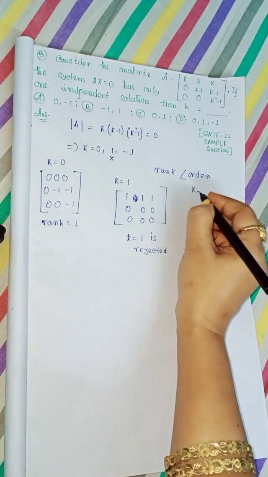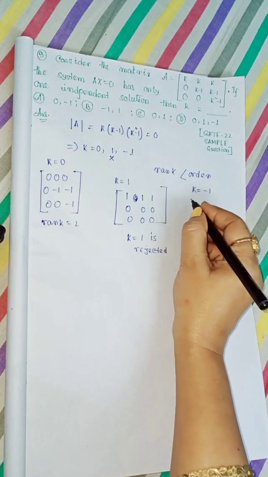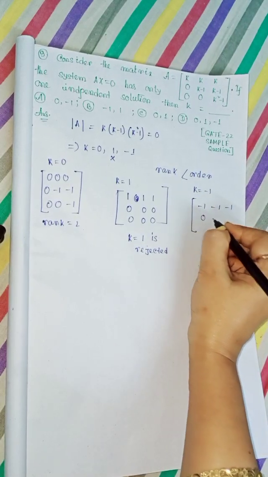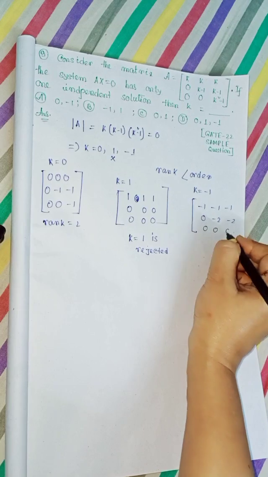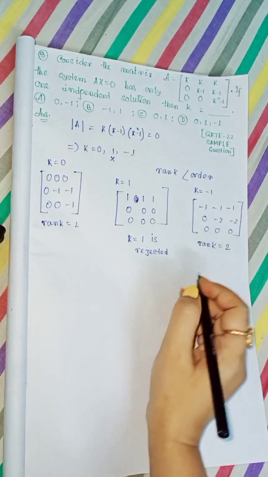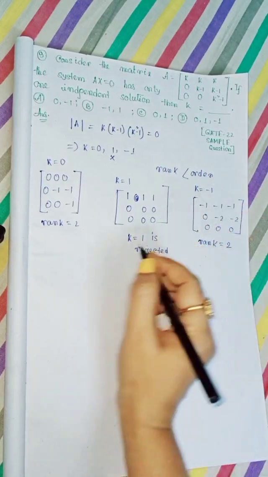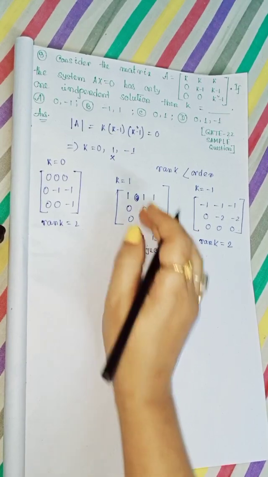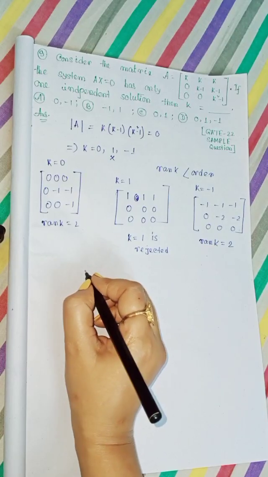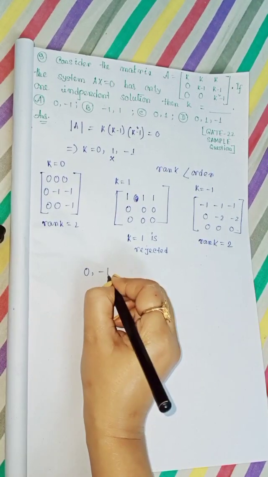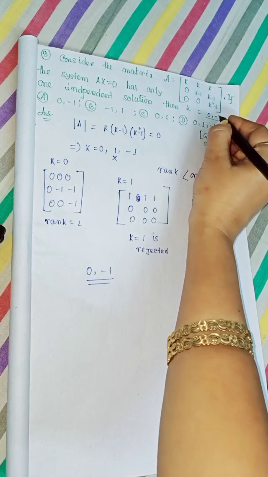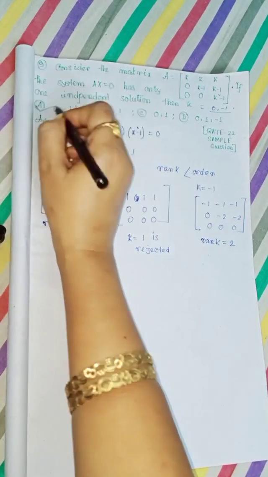Now if we put k is equal to minus 1, then the matrix becomes minus 1 minus 1 minus 1; 0 minus 2 minus 2; 0 0 0. Therefore rank is equal to 2. So here we see that is the one independent solution of k. So the values are 0 and minus 1, option A is our correct choice.